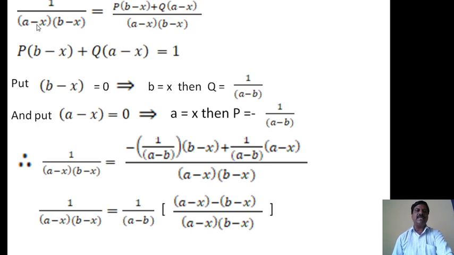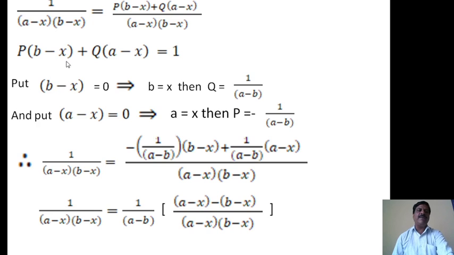Then you have to cancel these both, that is (a minus x) and (b minus x), on both sides. Therefore we will get p into (b minus x) plus q into (a minus x) equal to 1. Now you have to apply the condition.